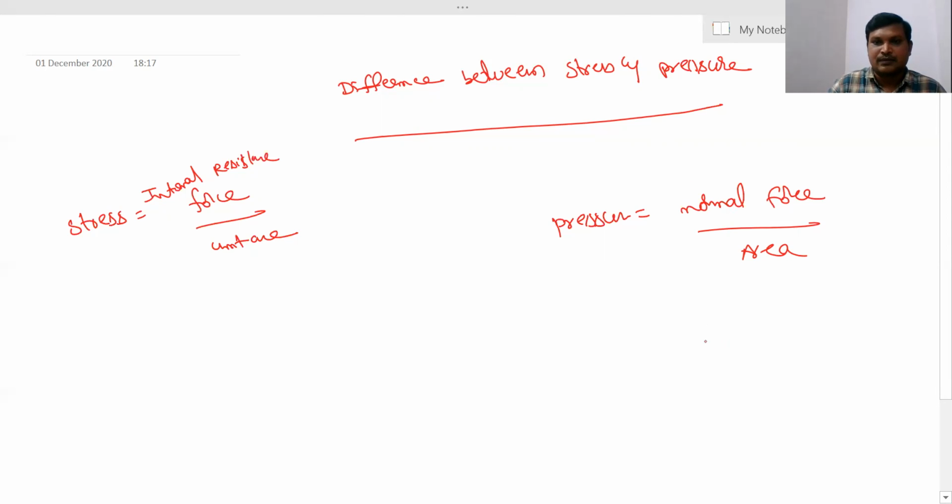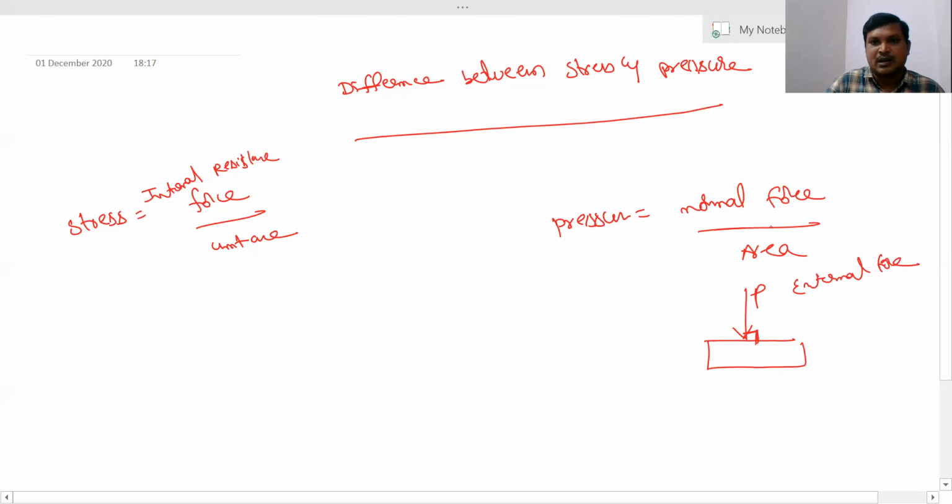Which force? For example, I'm taking a body. If you're applying a force on this member, definitely this is normal. This force is normal to the area. So that is called external force. So external normal force per unit area is called pressure. Units for pressure are also Newton per meter square.